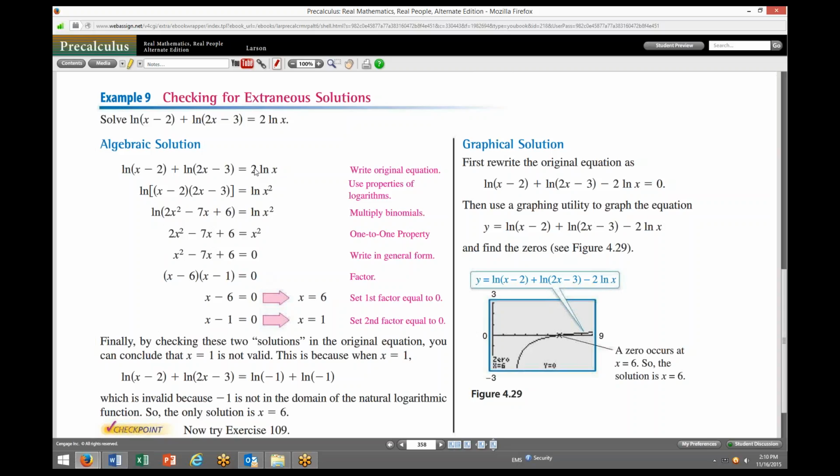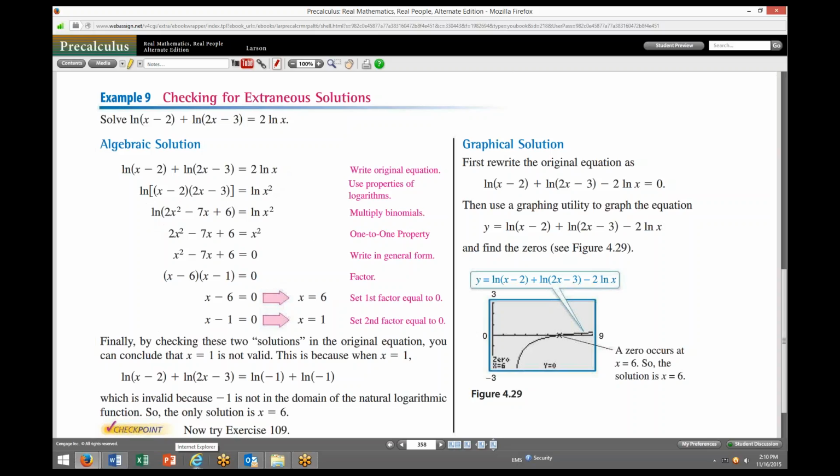So we had to do this step with the 2 up here because in order to use the one-to-one property, you cannot have a coefficient in front of natural log on one side and not on the other side. Both sides have to have the same coefficient, reduce it down to a coefficient of 1 for both of them. So that 2 has to be appended up here as an exponent onto the x.